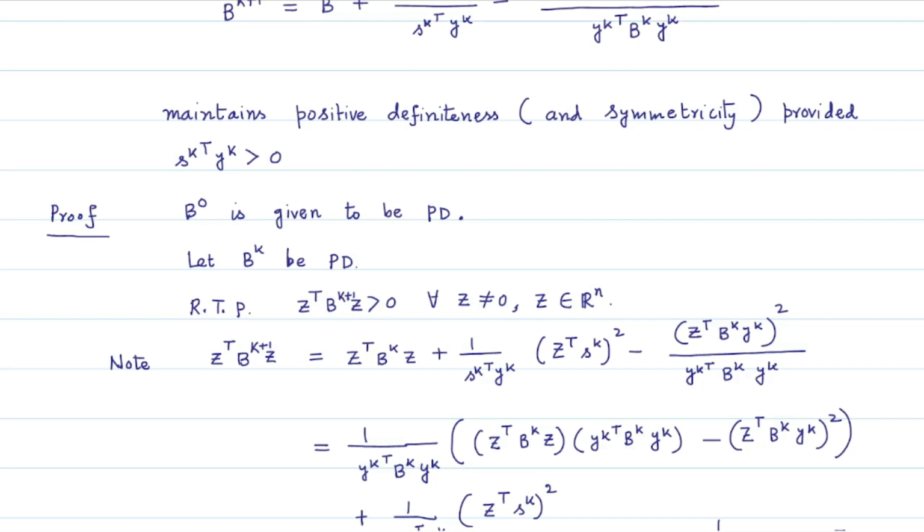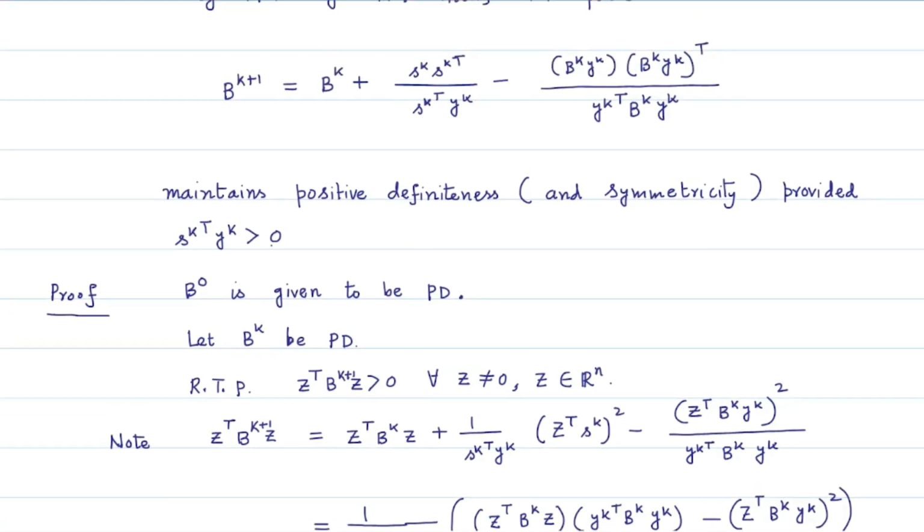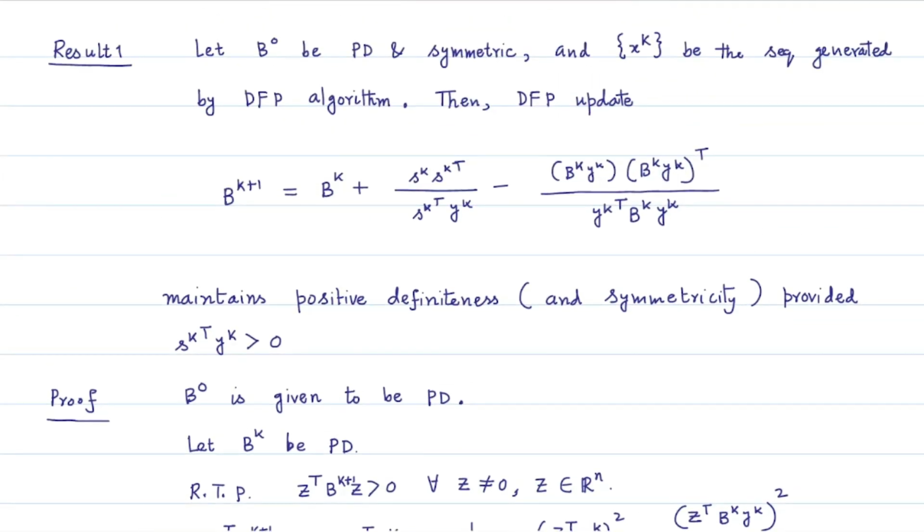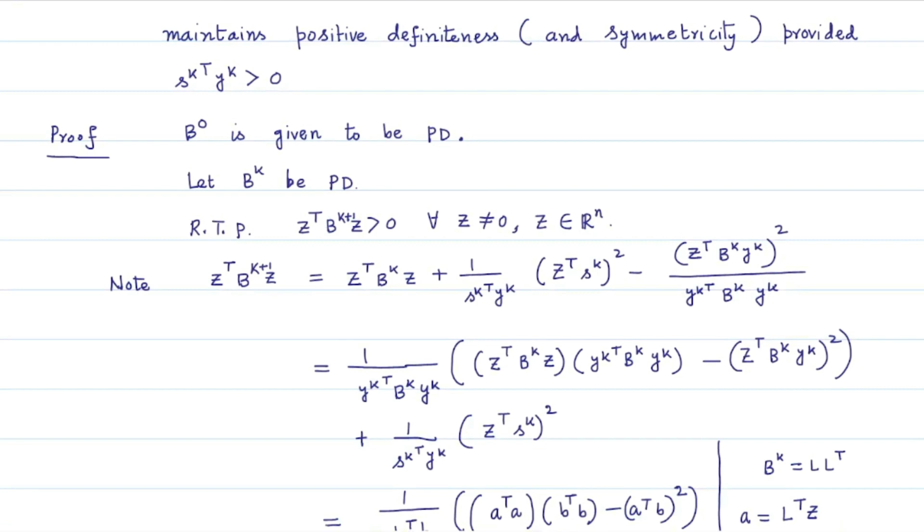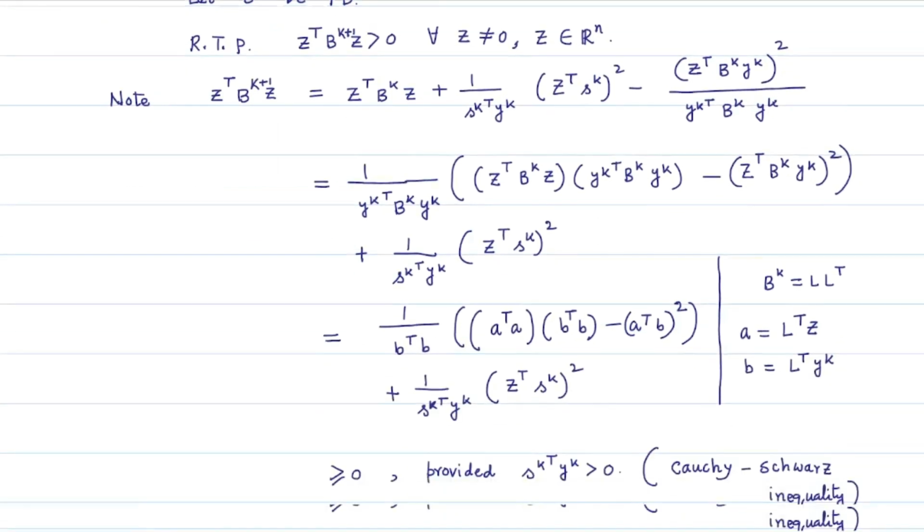So by the principle of mathematical induction, result 1 for the DFP algorithm is true: provided the curvature condition is satisfied, the sequence B_k generated by the DFP algorithm is a sequence of positive definite matrices. Now let me go for checking the quadratic termination property.